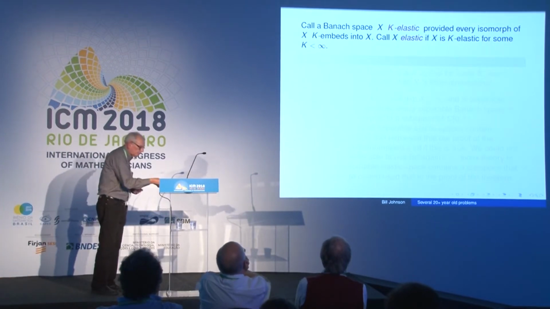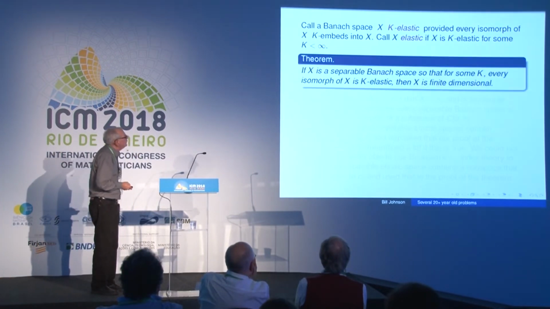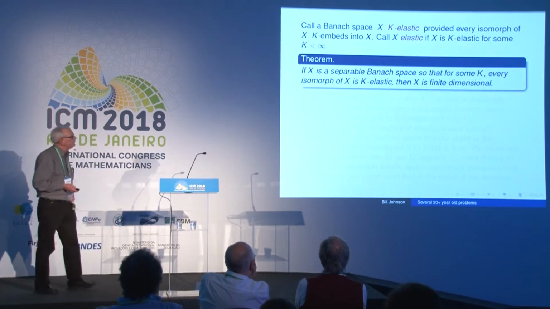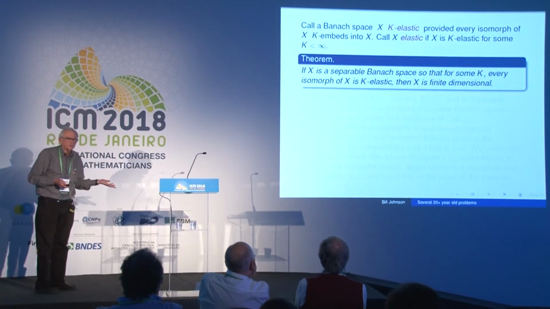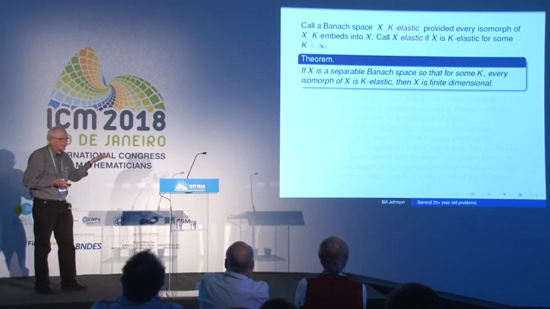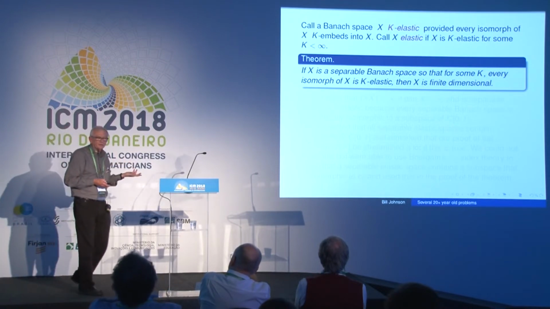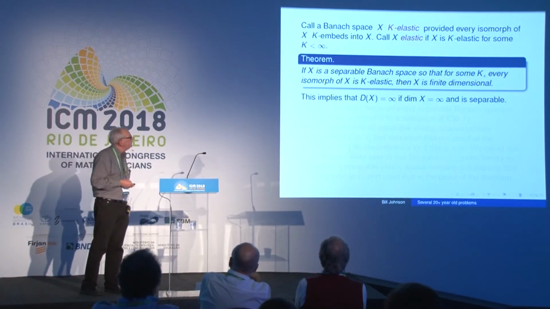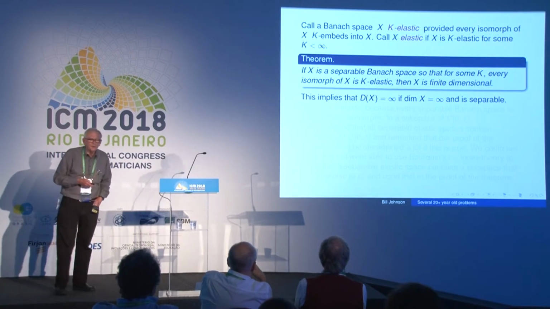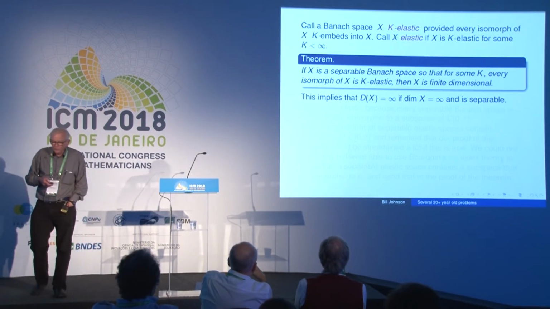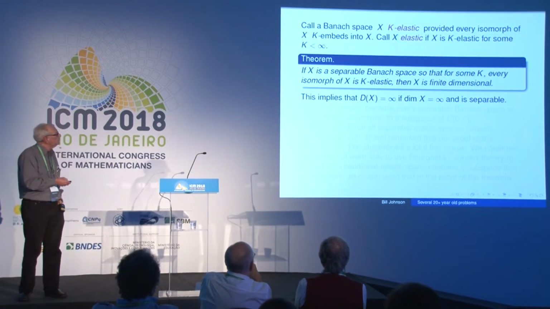So the main theorem we proved is that if you have a separable Banach space X so that every isomorph of X is K-elastic, where K is some constant, then X has to be finite dimensional. And this immediately gives the answer to the Schaefer question in the case where X is a separable Banach space.